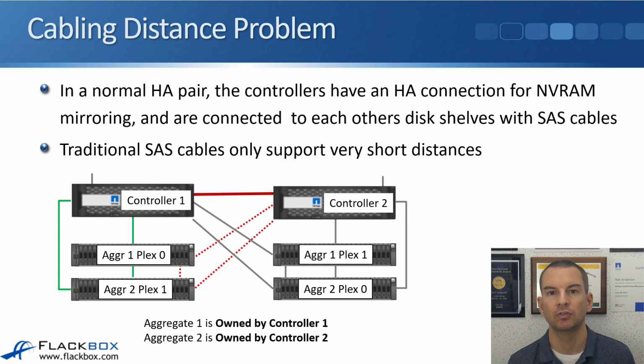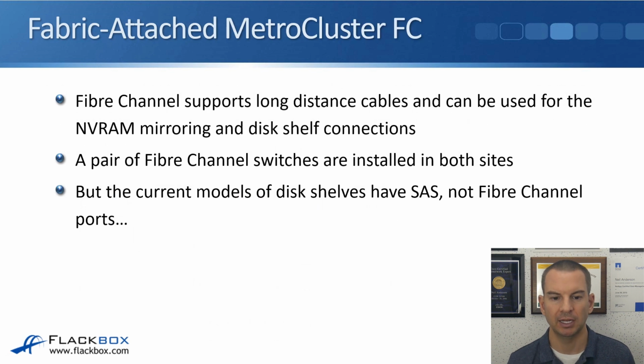So that's fine if your controllers are in racks, which are next to each other in the same building, but if they're in different buildings, then they're going to be more than a few meters apart. So how are the controllers going to be connected to each other's disk shelves? And the way that we solve the problem is with Fibre Channel, because Fibre Channel supports long distance cables, and it can be used for the NVRAM mirroring and disk shelf connections for MetroCluster.